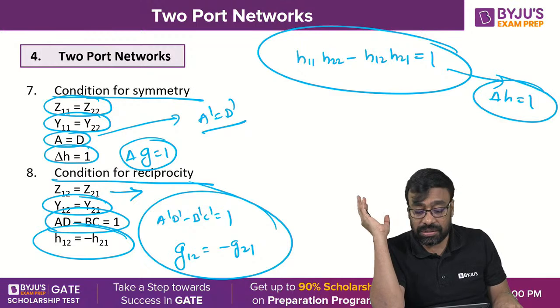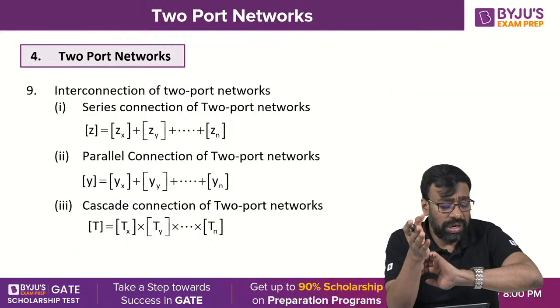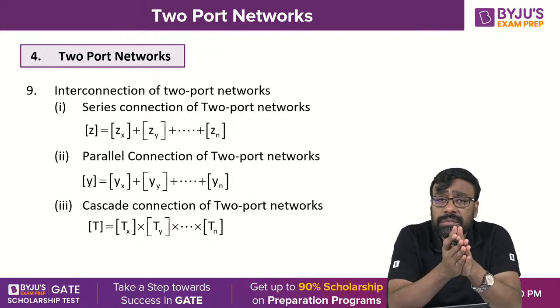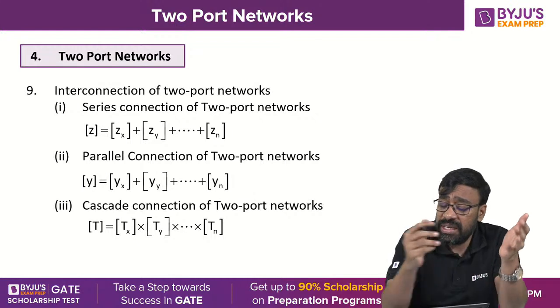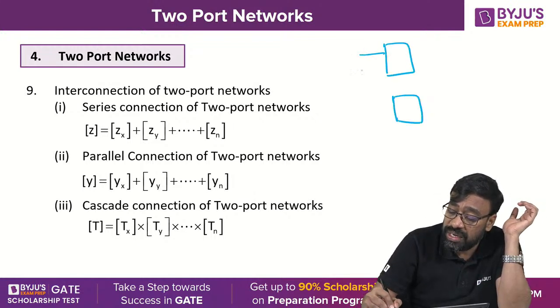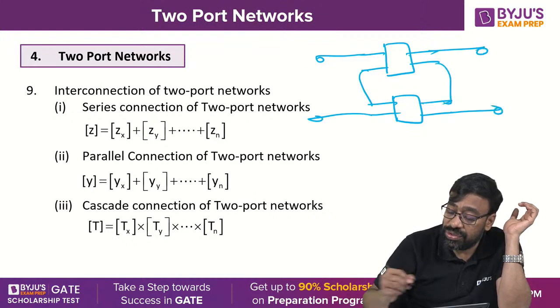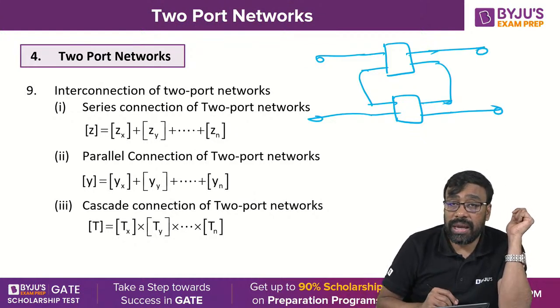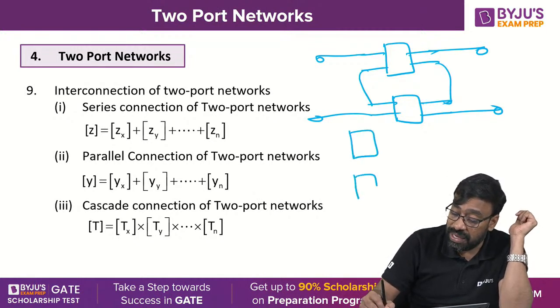These are all conditions. Now, another most important thing in two-port networks is the interconnection of two-port networks. You can connect two-port networks in series. Series combination means two-port networks are connected in series, something like this. This is the series combination. Then there is the parallel combination. How do you make the parallel combination? Something like this.